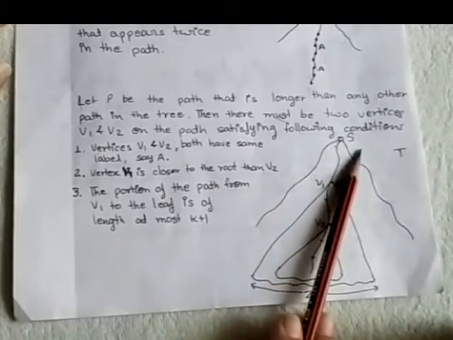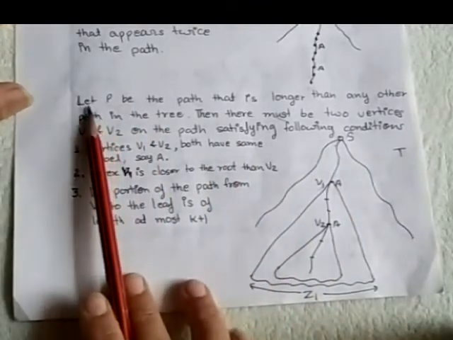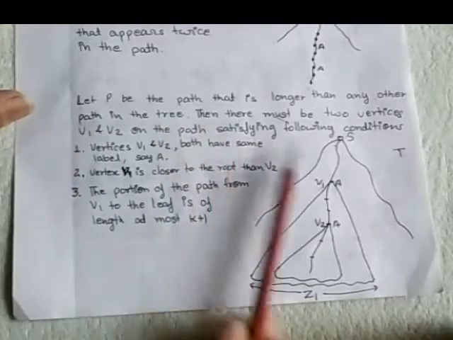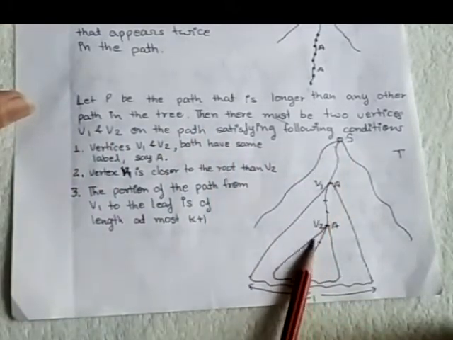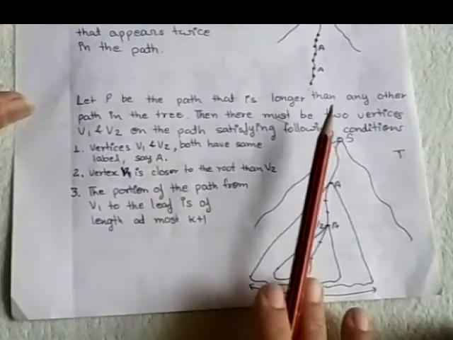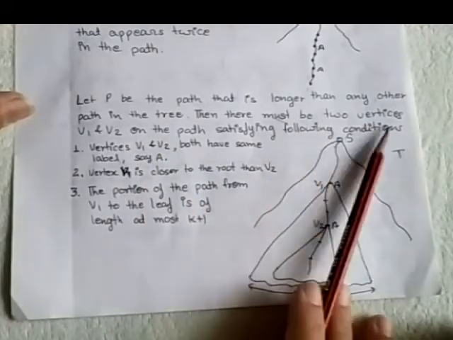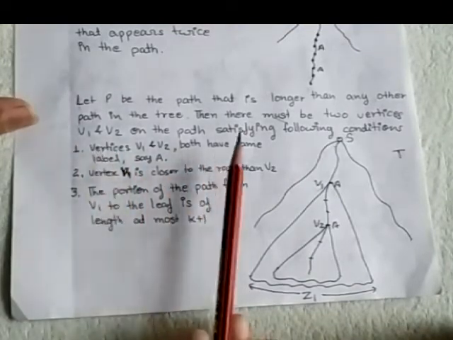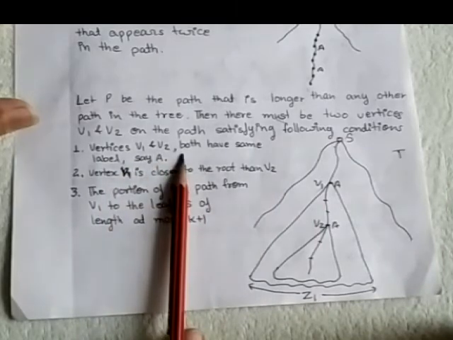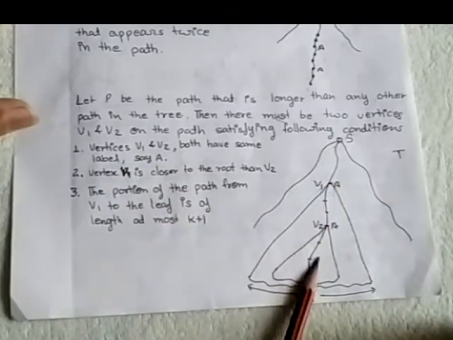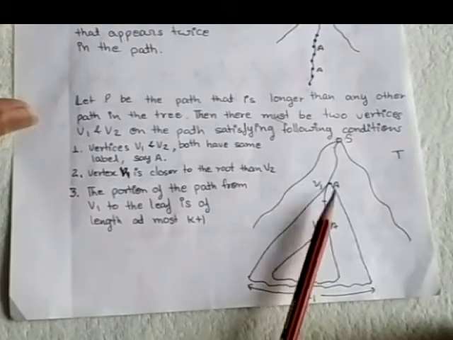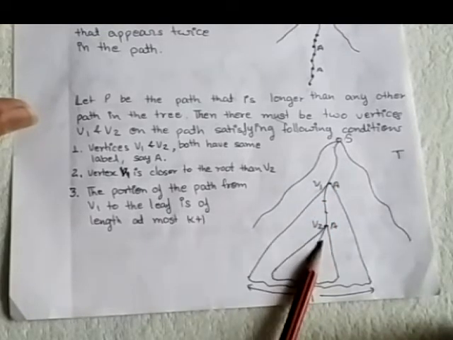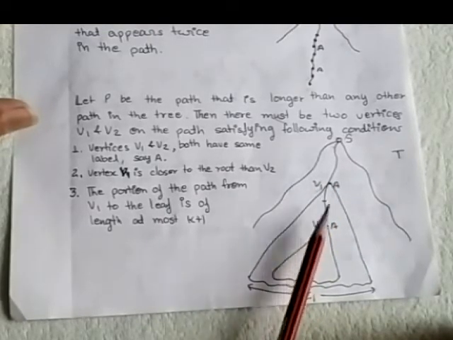Now suppose we have this parse tree generated from this root node S. S is the starting symbol. Now suppose we have a path length P. This is the longest path we have in this tree. Then we will have two nodes V1 and V2 with the following conditions: nodes V1 and V2 both have the same non-terminal. Here we are considering that A is the non-terminal.